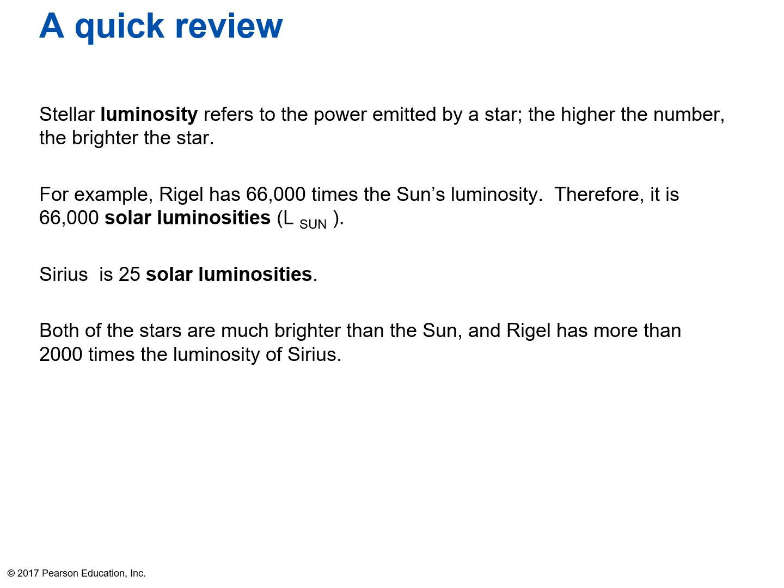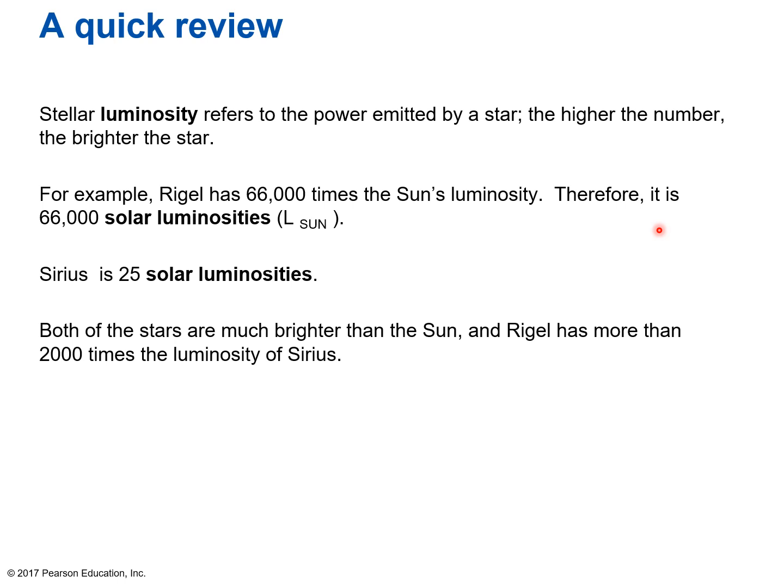Let's do a quick review from the part 1 video, thinking about the brightnesses of stars. You learned about the luminosity of stars. You also learned about the apparent brightness, how bright it looks. Stellar luminosity refers to the power emitted by a star. The higher the number, the brighter the star. For example, let's look at these two stars here. Rigel, a star in the constellation Orion, is 66,000 times the sun's luminosity, 66,000 times brighter. Therefore, it is 66,000 solar luminosities.